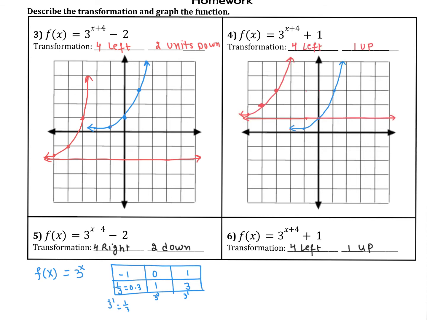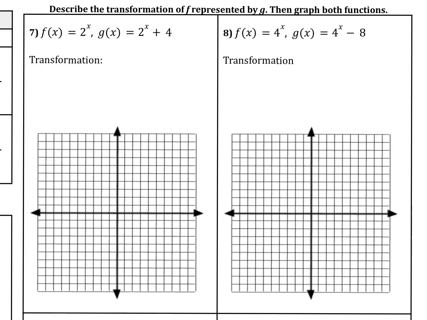For number 4, the parent function is the same, but we are going to move all the points 4 units left, 1 unit up. You got the new graph, which is moved 4 left and 1 up. The transformation for number 5, 4 right, 2 down, 4 left, 1 up. For number 7, the transformation is 4 unit up.